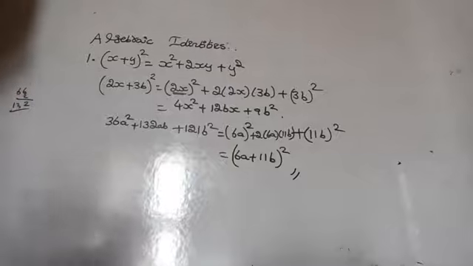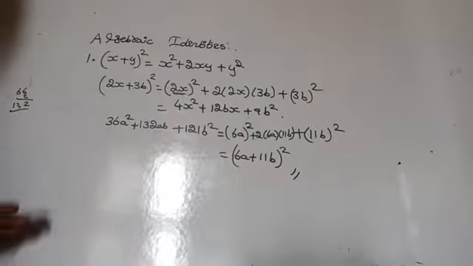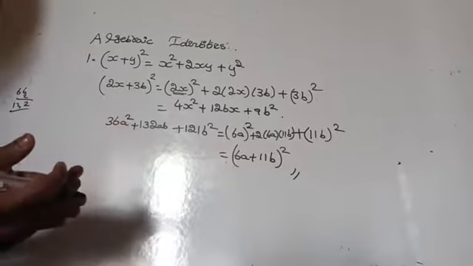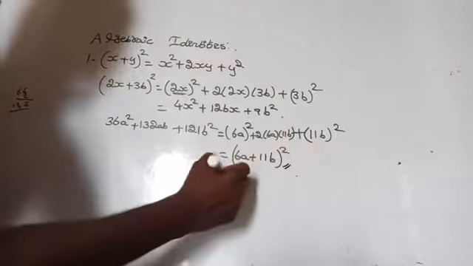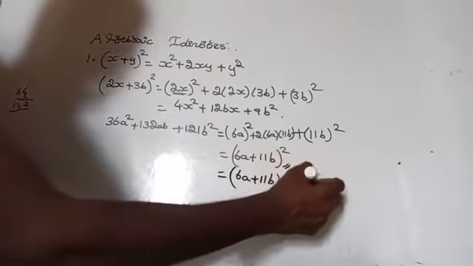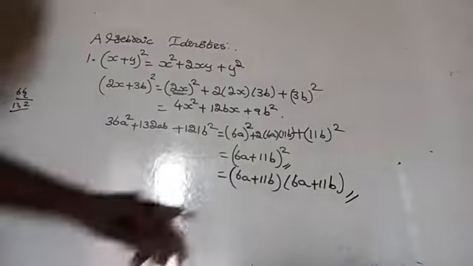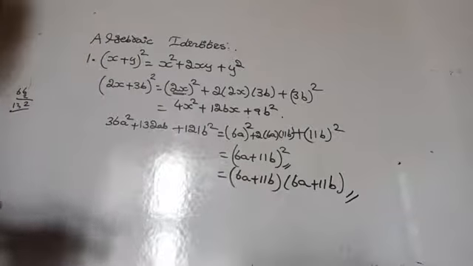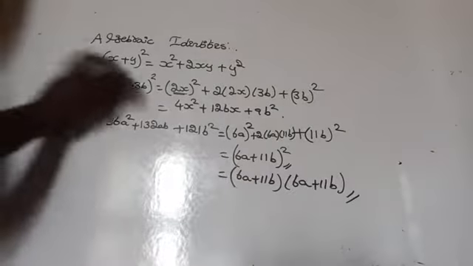Are you getting there? So either they can ask to expand the given thing, or the expansion will be given and you have to factorize. If they ask you to factorize, don't leave it here. You have to write (6a + 11b) into (6a + 11b), because when you are factorizing a square, it will be a into a. Am I right?